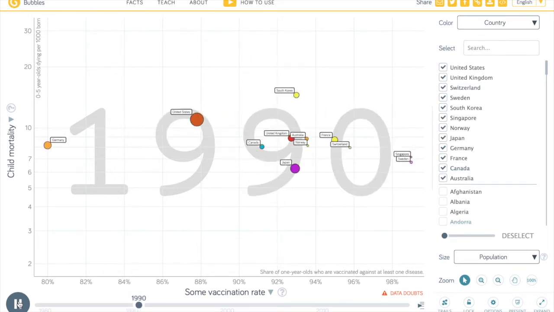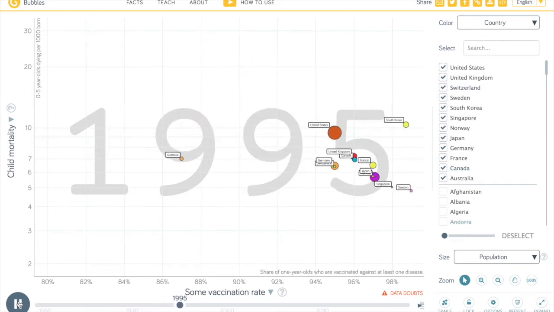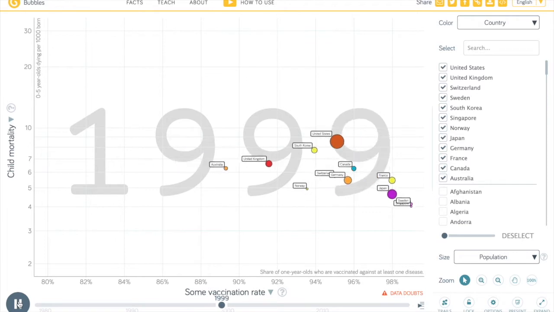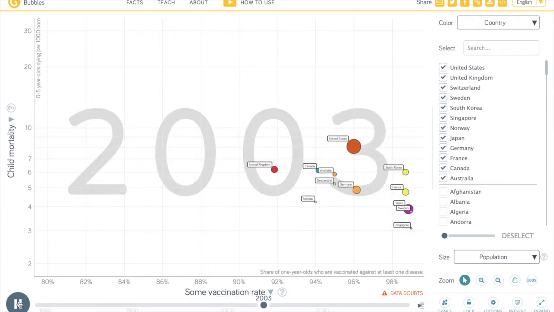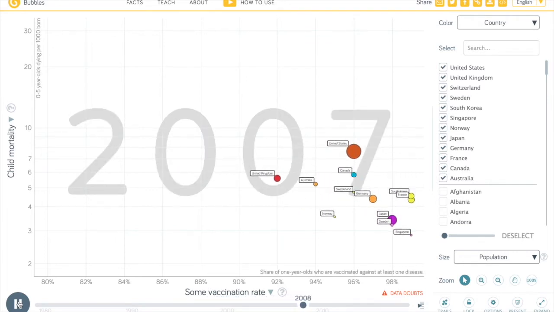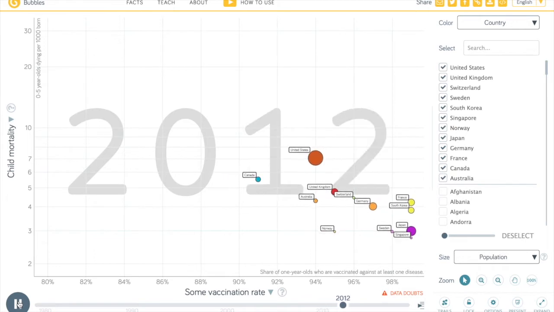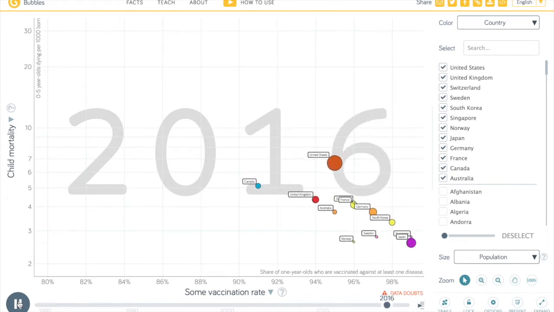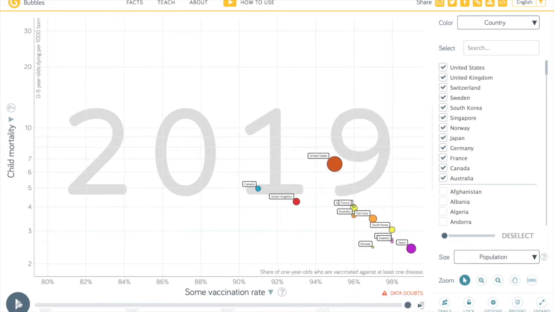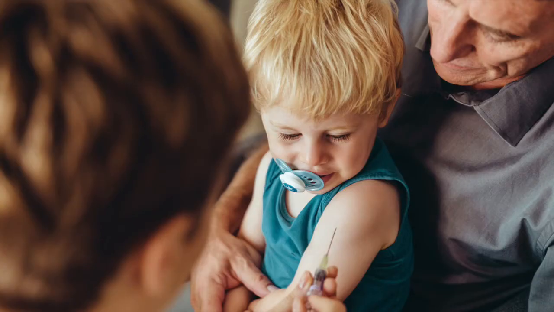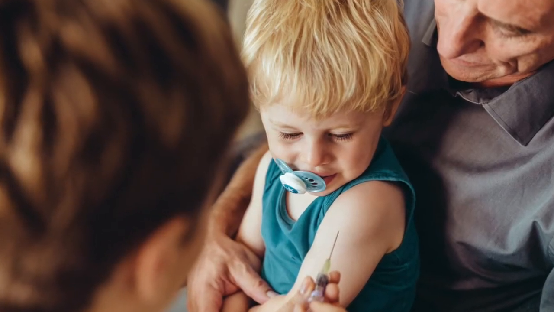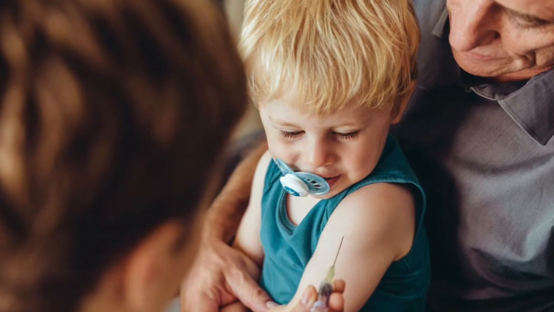We also see that in individual countries, however, the child mortality rate falls even when the vaccination rate does not substantially increase, especially as countries near 100% vaccination. We also observe other instances where increases or decreases in the vaccination rate do not lead to significant changes in the child mortality rate.